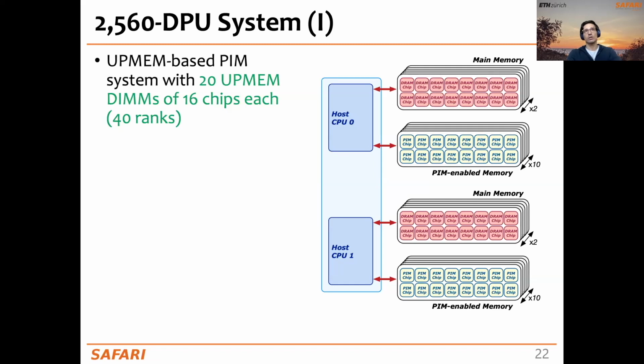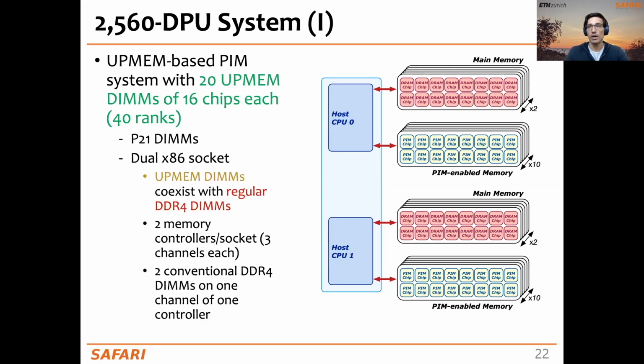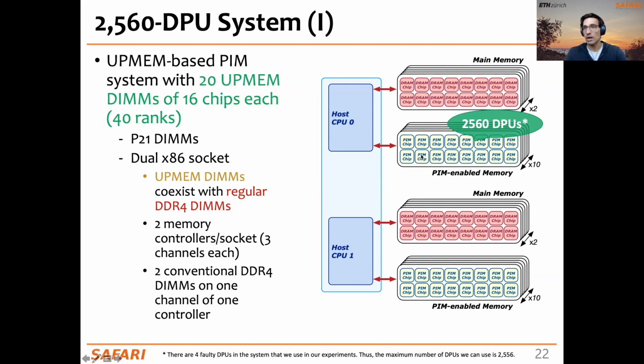This system actually contains 20 UPMEM DIMMs of 16 chips each, so in total there are 40 ranks. This is a system with a dual socket processor, 2 CPUs essentially, and each of them have their own main memory DIMMs and also PIM enabled DIMMs. In total, as I said before, a maximum of 2,560 DPUs and 160 gigabytes of PIM enabled memory.